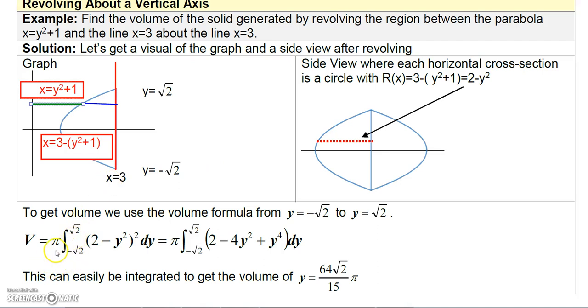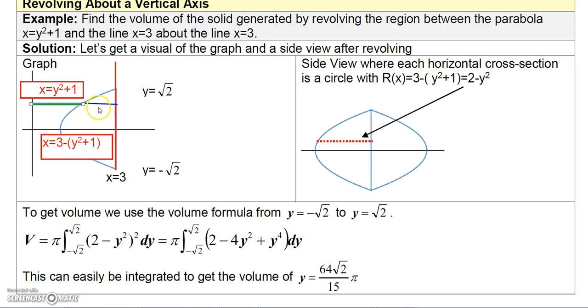And then we do pi times the radius squared. So 2 minus y squared was the radius, so then we square it. And then you go ahead and square that, and I'll leave you to integrate it. So if you integrate this from minus square root of 2 to square root of 2, and then of course multiply by pi at the end, you'll get 64 square root of 2 over 15 times pi.